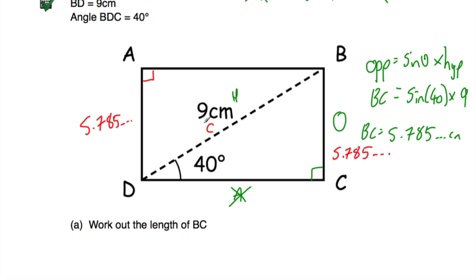So that's going to be our C. Remember, whenever we're doing Pythagoras, which is A squared plus B squared equals C squared, we label the sides A and B being the two shorter sides and C being the longer side, the hypotenuse. So here the 9 centimeters will be the hypotenuse. Let's let our A be equal to 5.785 and so on.